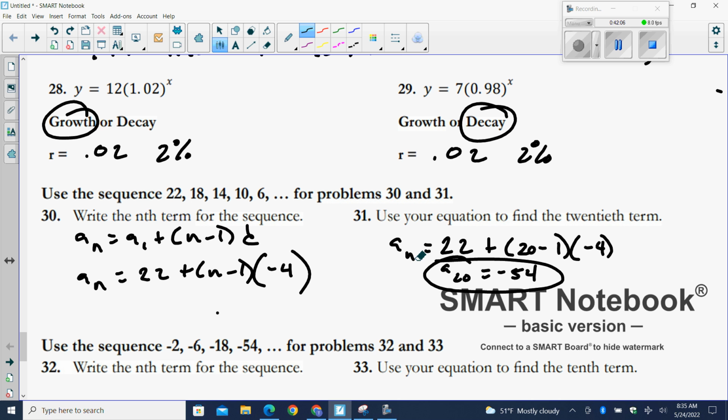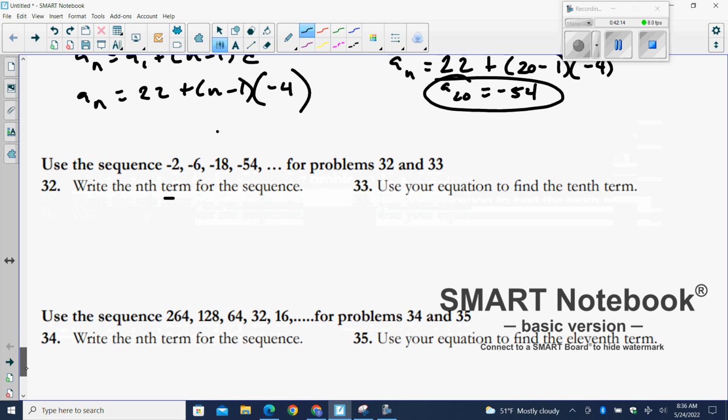Now, if you don't have the equation, can you just subtract 4 until you get the 20th term? Absolutely. Okay, you will get a couple points, but you won't get a 4.